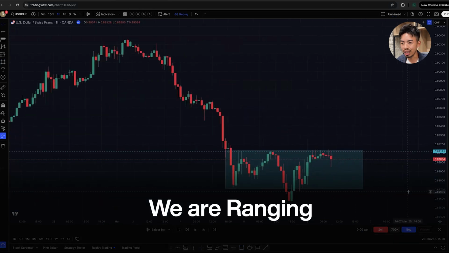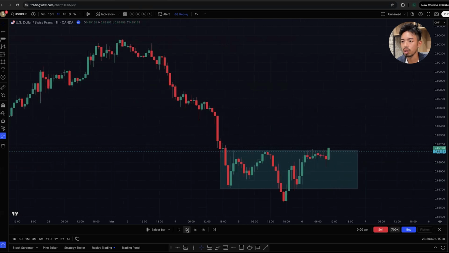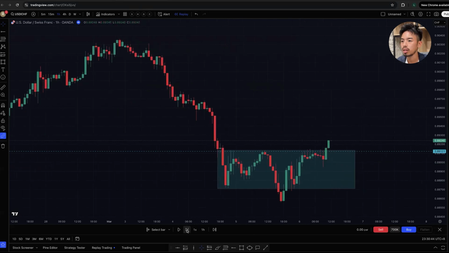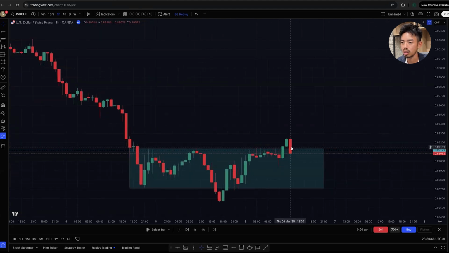Now, a very classic way of trading a range would be selling it from the top or buying it from the bottom. Now, let's have a look at what happens next. If we move forward just a little bit, we have a breakout from the range, and then we have an outside bar, an engulfing candle, okay? So this is essentially a fake breakout of the range, coming back inside the range.